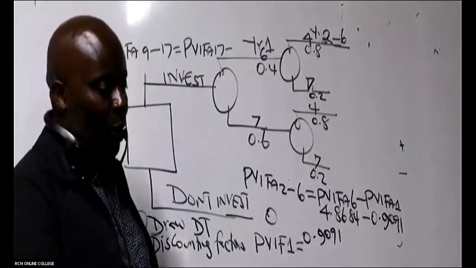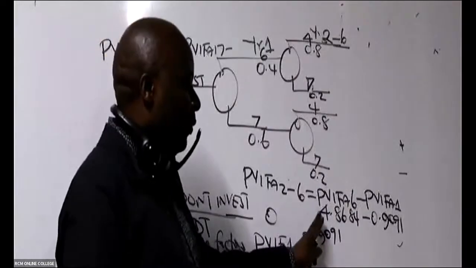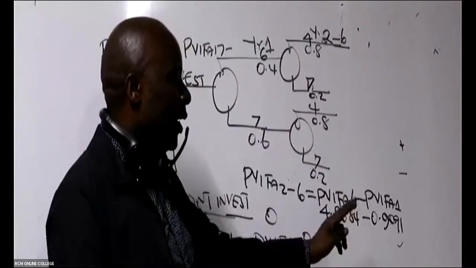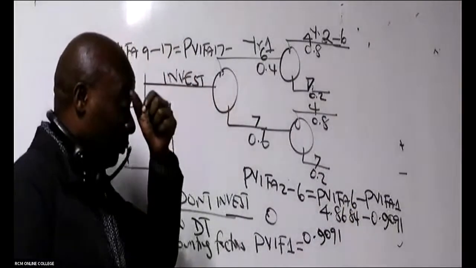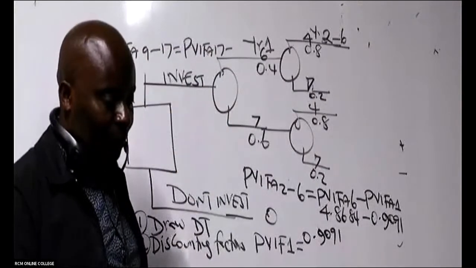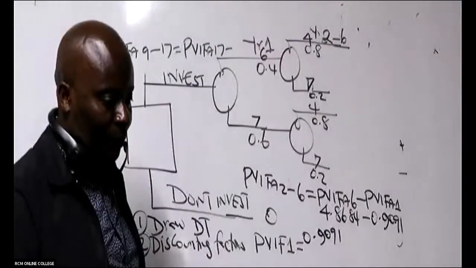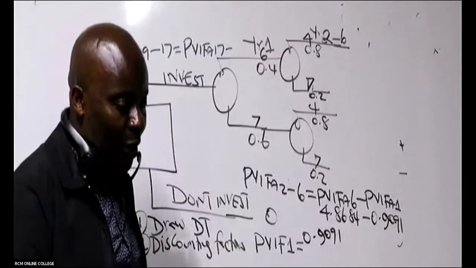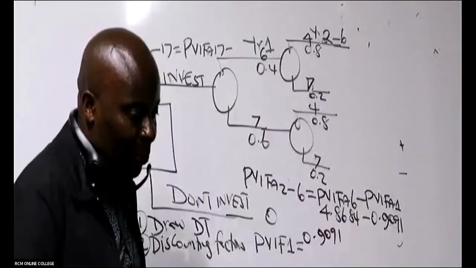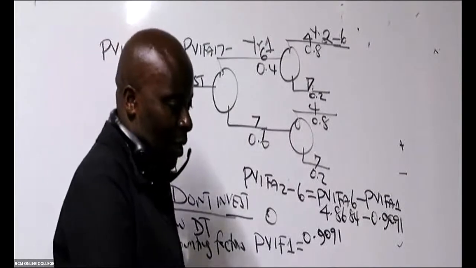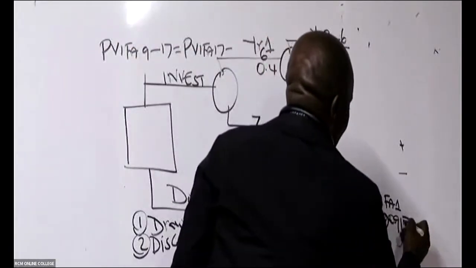So can somebody give me this difference? PVFA 6 minus PVFA 1. What do we have there? Yeah, according to JD, we are getting 3.4463.